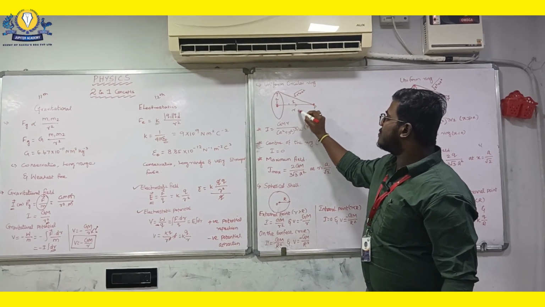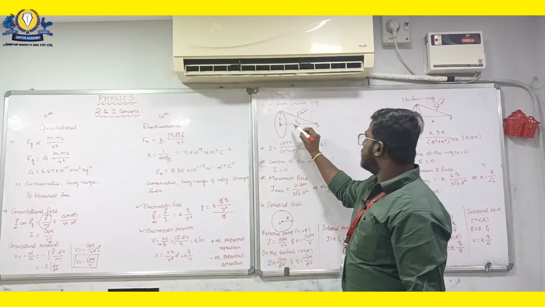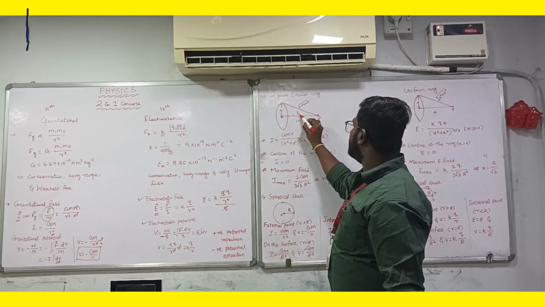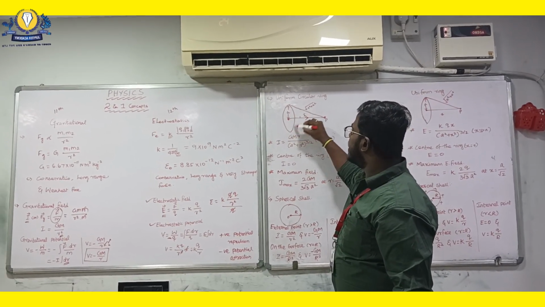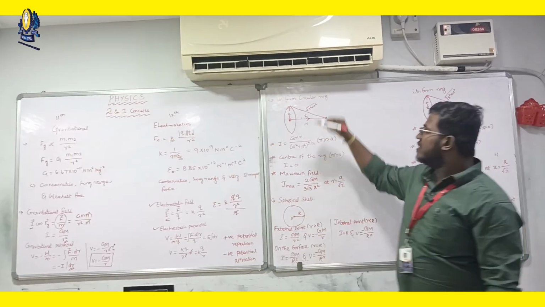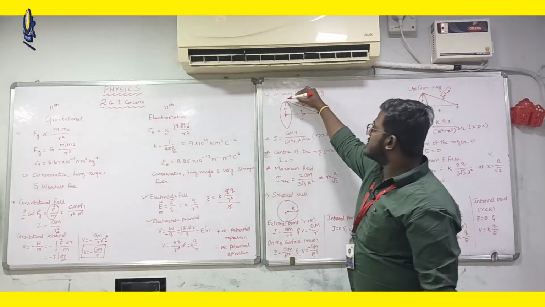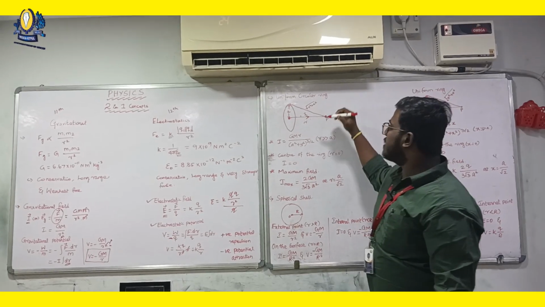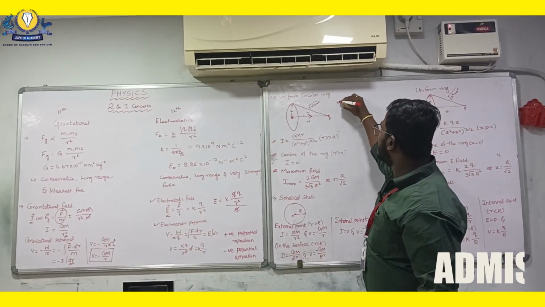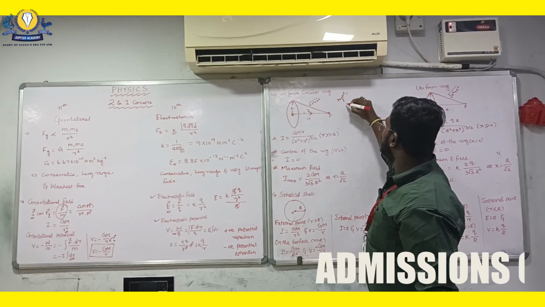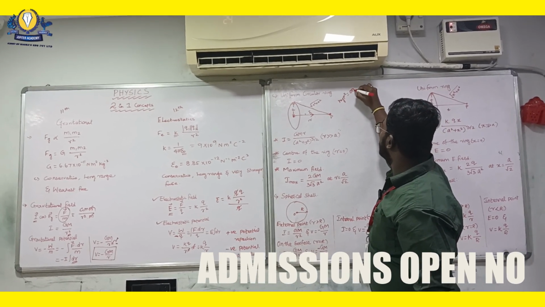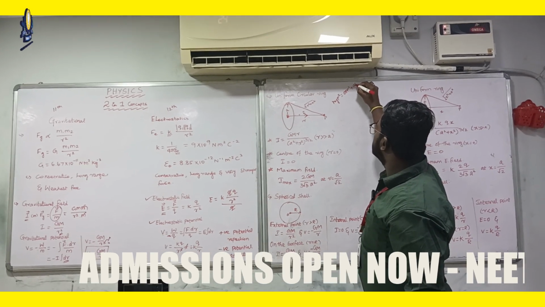The separation distance is R, the electric gravitational field direction is shown, and the radius of the ring is A. Now radius A and distance R are the values for the opposite and adjacent sides. What is the hypotenuse formula? Hypotenuse square is equal to opposite square plus adjacent square.